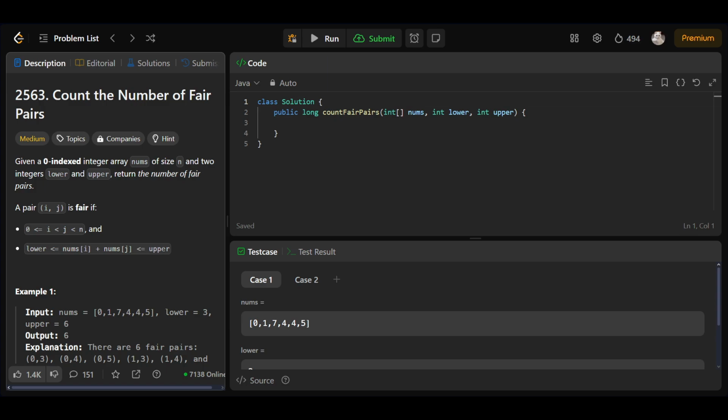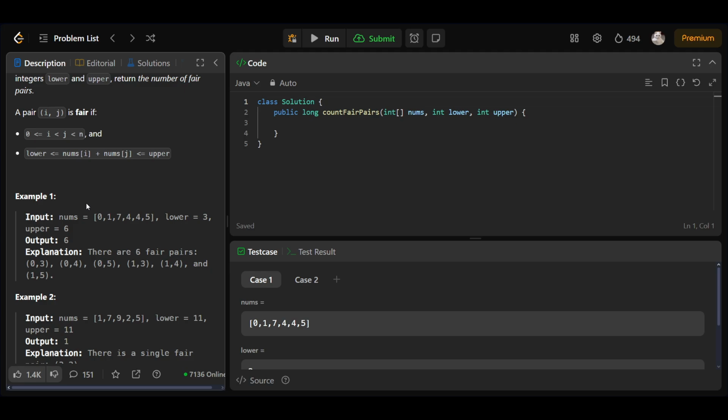Hello people, so today we'll be solving the LeetCode daily question, that is 2563, Count the Number of Fair Pairs. In this we are given a 0-indexed integer array nums of size n and two integers, lower and upper, and we have to return the number of fair pairs. A pair (i, j) is valid if 0 is less than or equal to i, which is less than j, which is less than n, and lower is less than or equal to nums[i] plus nums[j], which is less than or equal to upper.